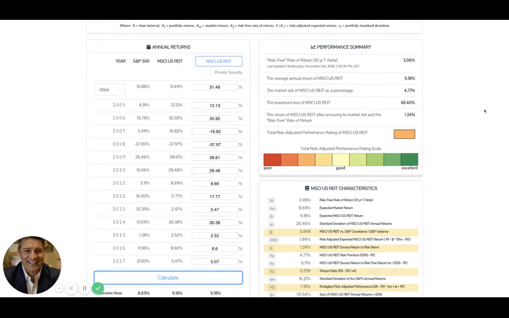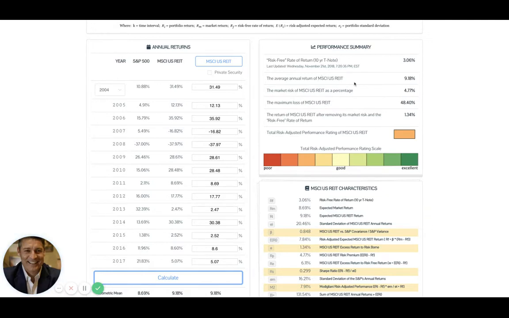So if we go over here to this top area, the performance summary, this is the summarized and most simple output for people to have a look at the overview of a given asset or portfolio. So here we see the risk-free rate of return. That's the 10-year treasury as of right now, which is November 21st, 2018 at around 7:20 p.m.